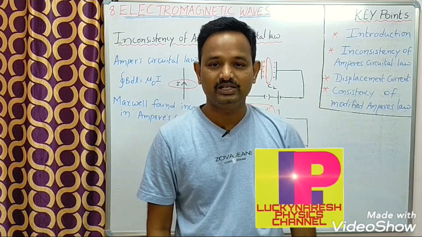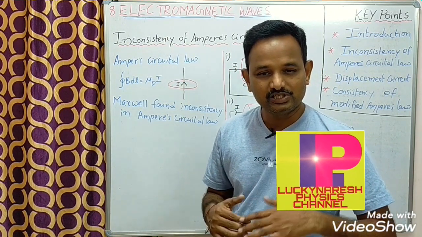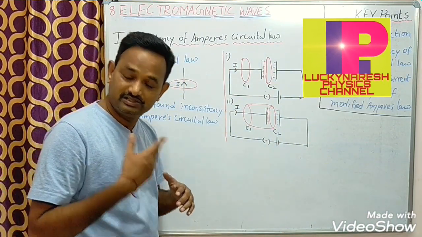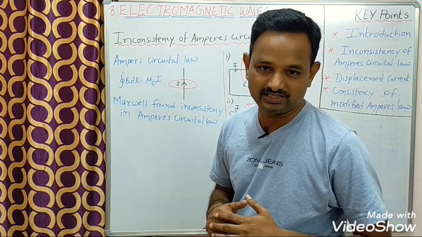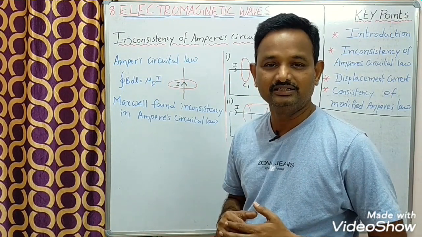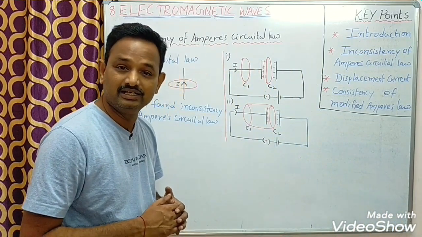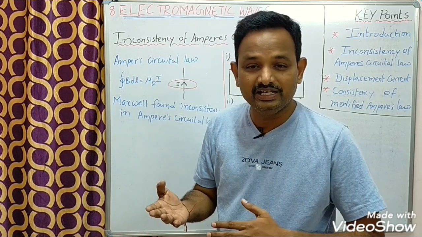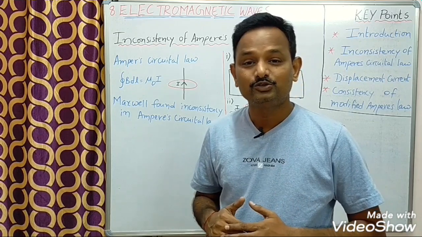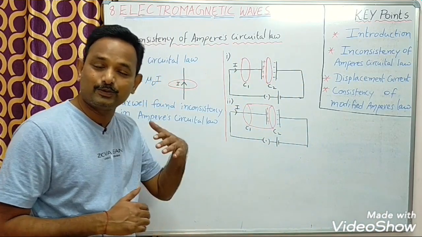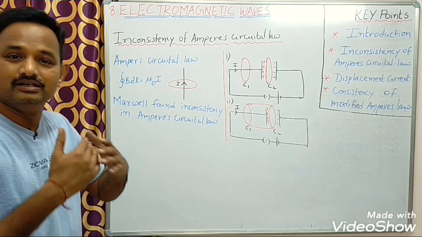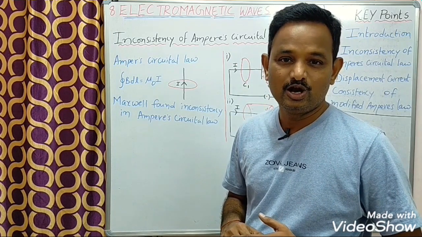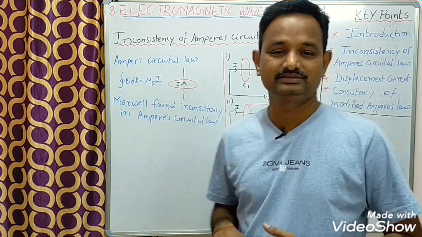Introduction. Students, you know that when charge is in motion it produces a magnetic field. In the same way, a change in magnetic flux produces electric current. So, Maxwell predicted that energy will travel in the form of electromagnetic waves whose speed is equal to the speed of light. So, he concluded that light is an electromagnetic wave. Later, he found that there is an inconsistency in Ampere's circuital law. How did he find that? Look here.